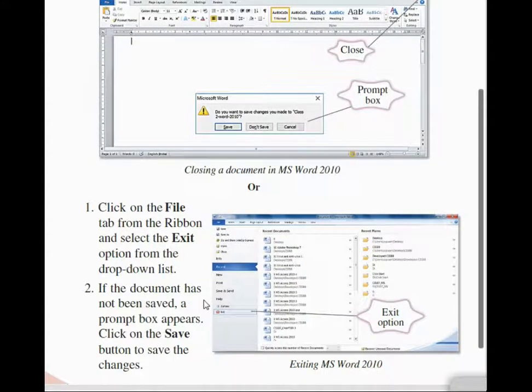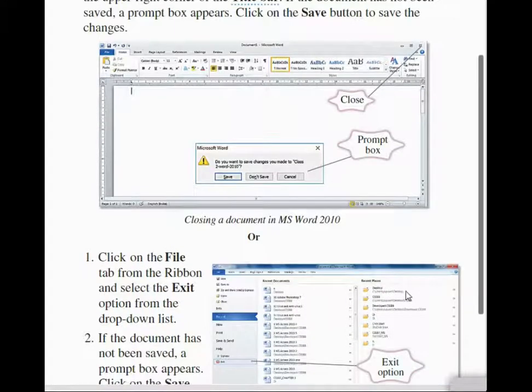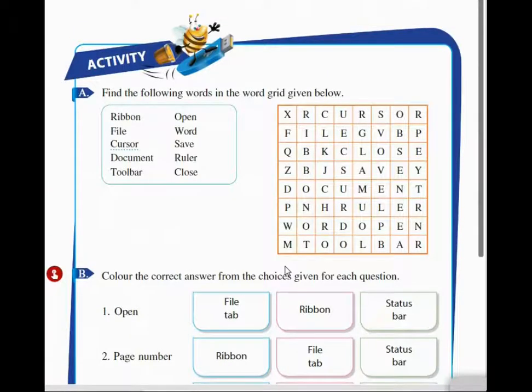Is it clear? Yes. So click on the file tab from the ribbon and select the exit option from the drop down list. If the document has not been saved, a prompt box appears. Click on the save button to save the changes. So these are the two ways of closing the document. Is it clear, children? Yes.